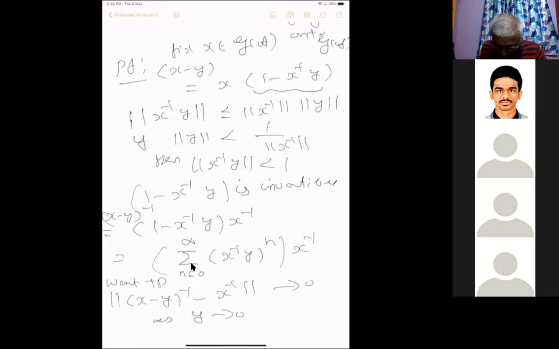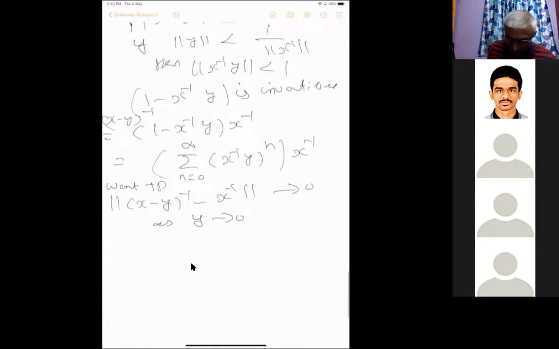If y goes to 0, then x minus y will go to x, since addition is continuous. Then x minus y inverse will go to x inverse. So that is what continuity means. Correct?